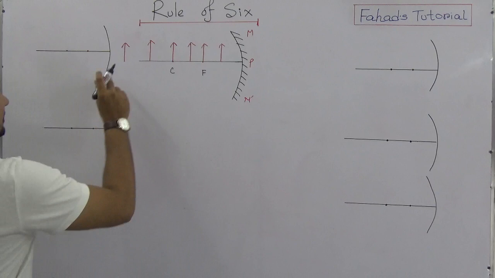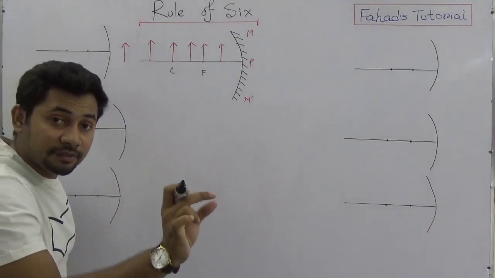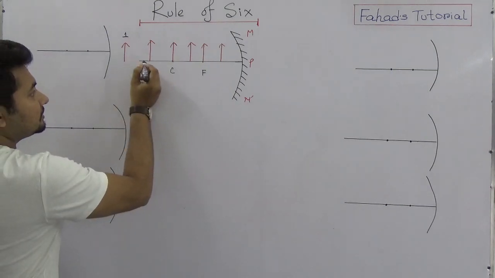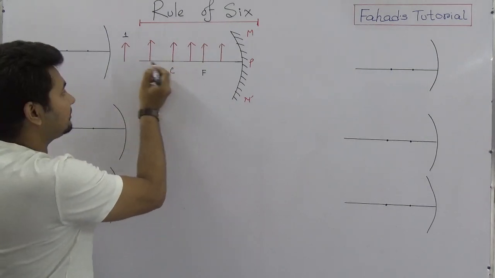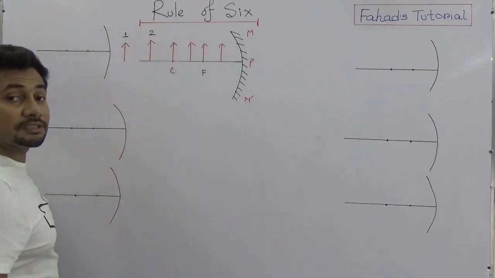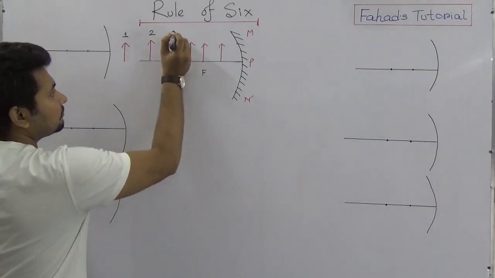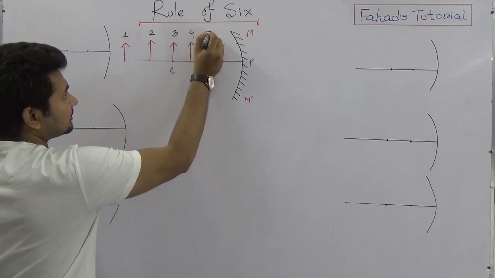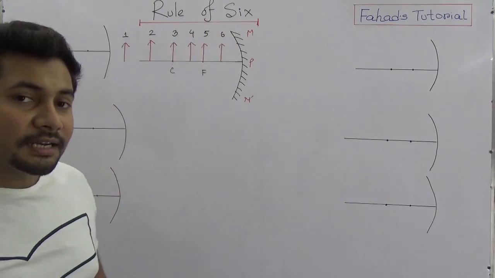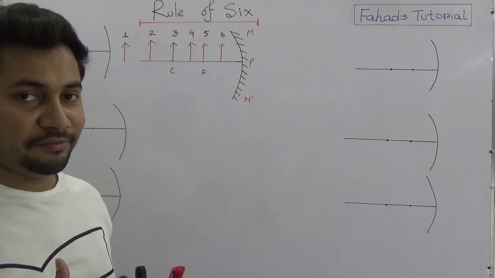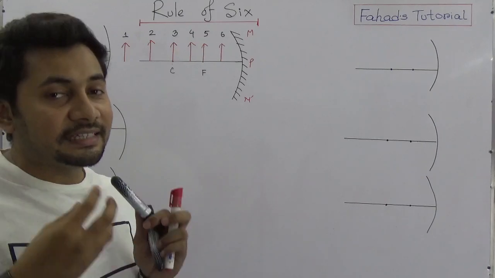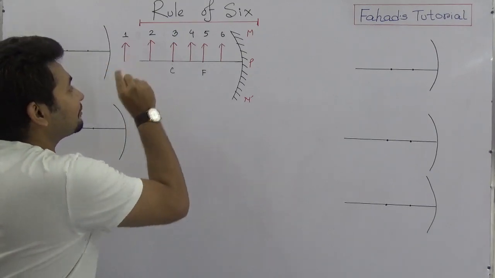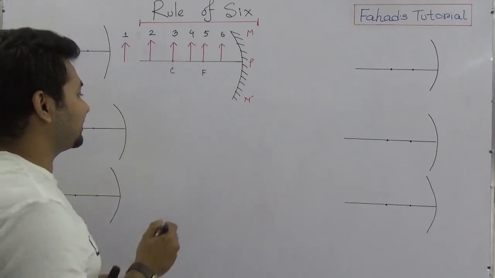You know that the object at infinity is known as number 1. The object between the center of curvature and infinity is known as 2. The position at the center of curvature is 3. Then similarly it goes up to 6. So what is the most interesting part of it? How we can identify the position of the image if we know the position number of the object in a spherical mirror.